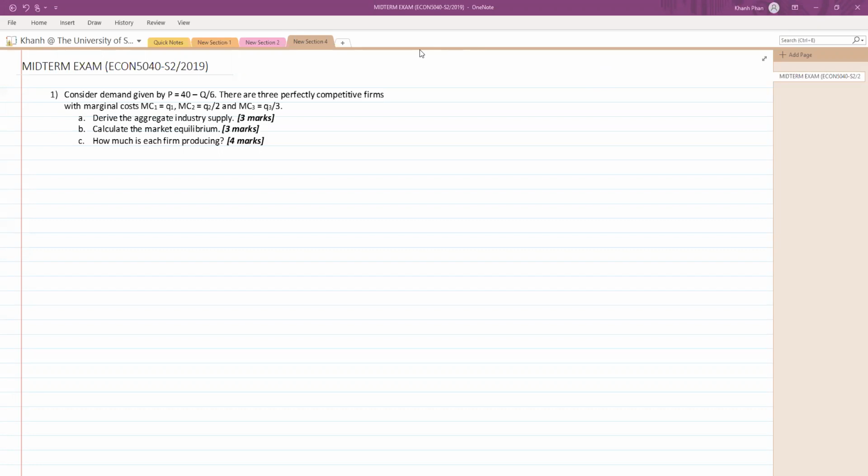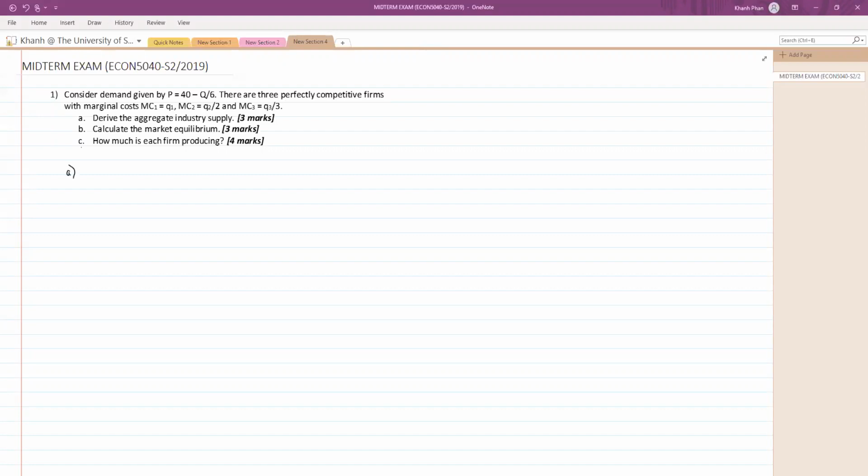And there are 3 perfectly competitive firms in the market with marginal cost for firm 1 equal to Q1, marginal cost for firm 2 equal to Q2 on 2, and marginal cost for firm 3 equal to Q3 on 3. Part I asks you to derive the aggregate industry supply. In order to find the industry supply, we will have to find the supply for each firm first, and then add them all up together.